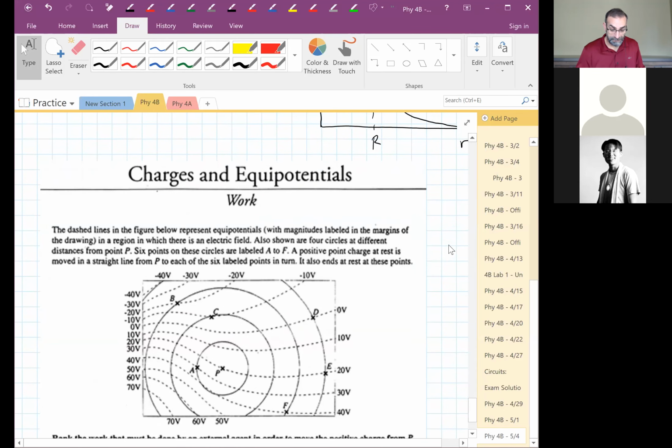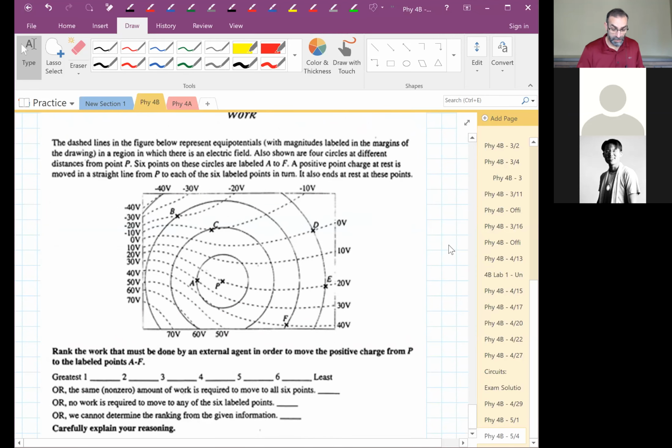Okay, so let's do this. We're given this situation. We've got these equipotential surfaces. Dashed lines represent equipotential surfaces. They're labeled. The circles are just there so you can judge distances. And various points are labeled A, B, C, D, etc. So what we want to do is move a positive charge from point P at the center to each of these other locations.